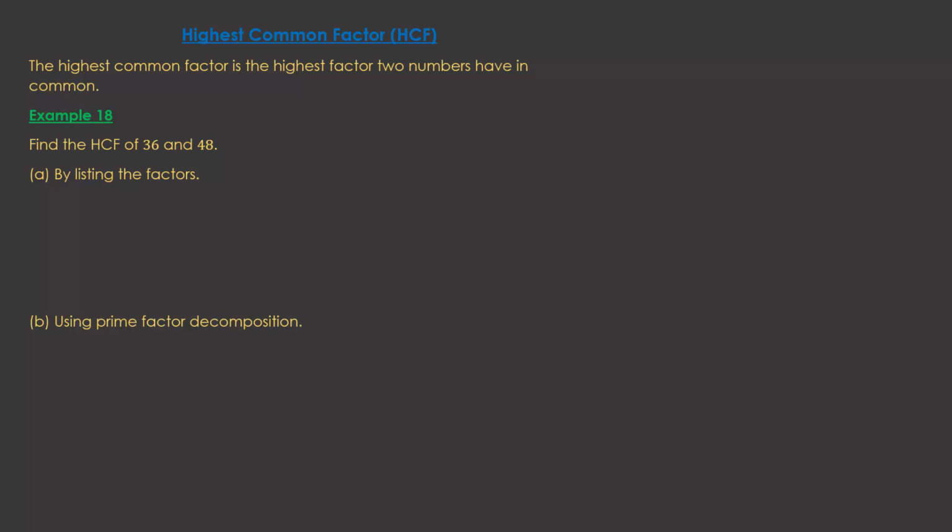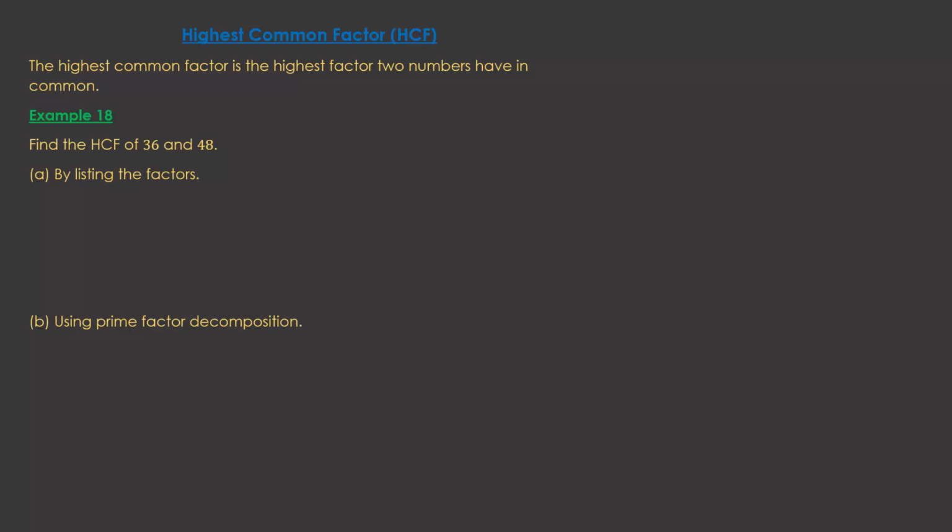Highest common factor, abbreviated to HCF. The highest common factor is the highest factor two numbers have in common. This does expand to more than two numbers as well. You could do it as the highest common factor of 3, 4, or really any number of numbers.